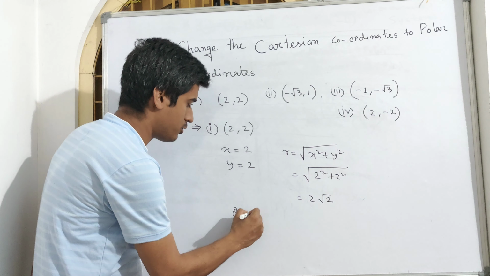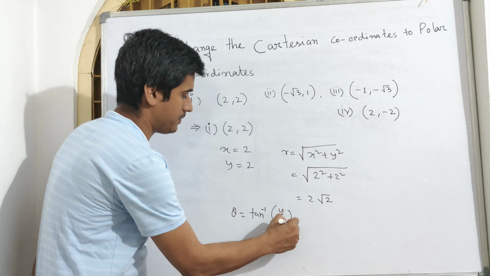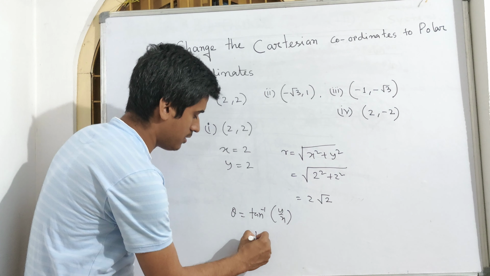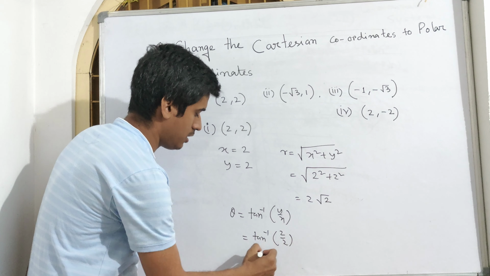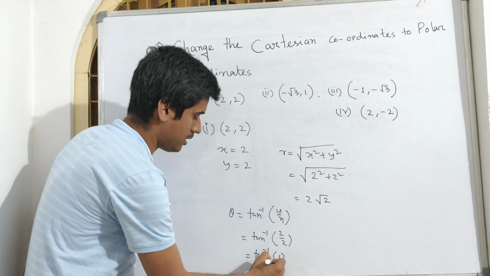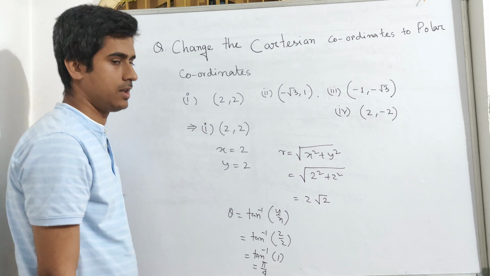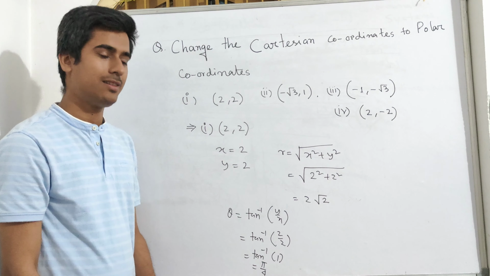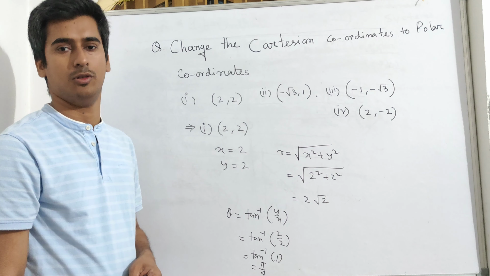Here we know that theta equals tan inverse y by x. So putting the values, we get tan inverse 2 by 2, which equals tan inverse 1, which equals pi by 4. We know that tan pi by 4 equals 1, so tan inverse 1 equals pi by 4.